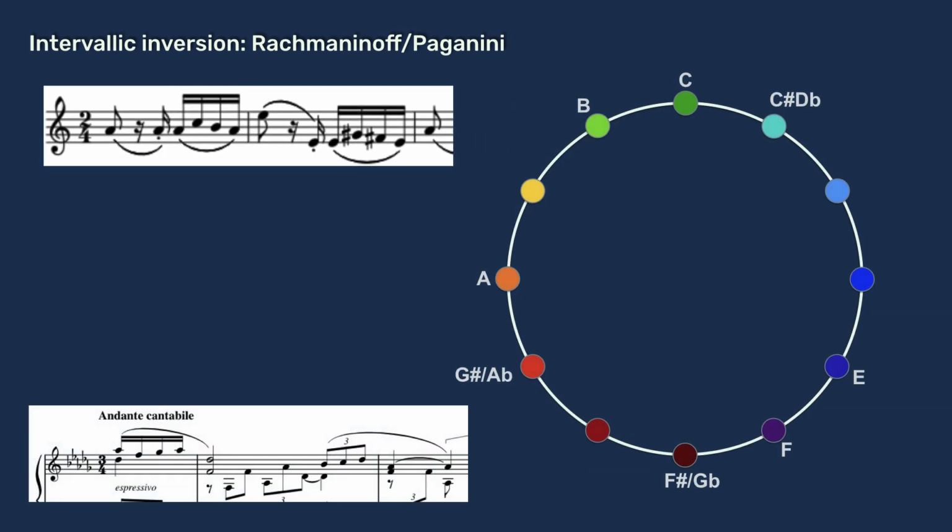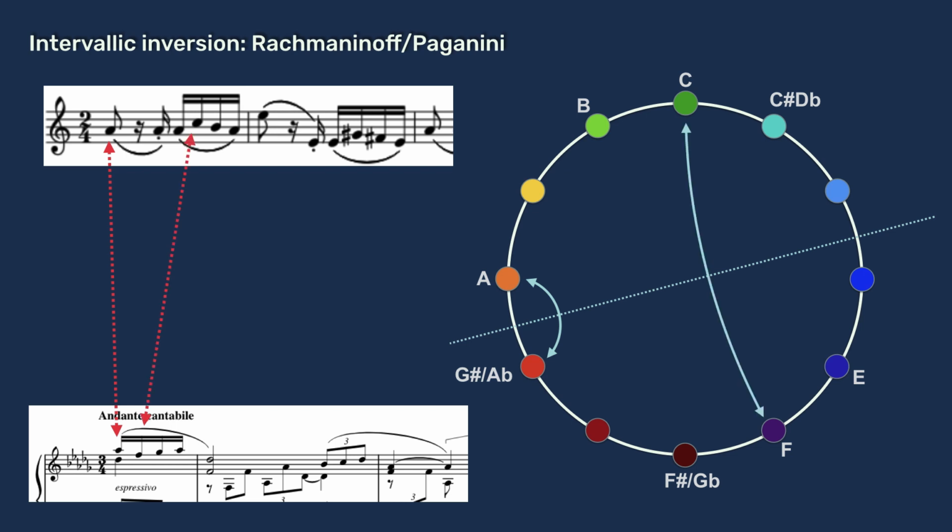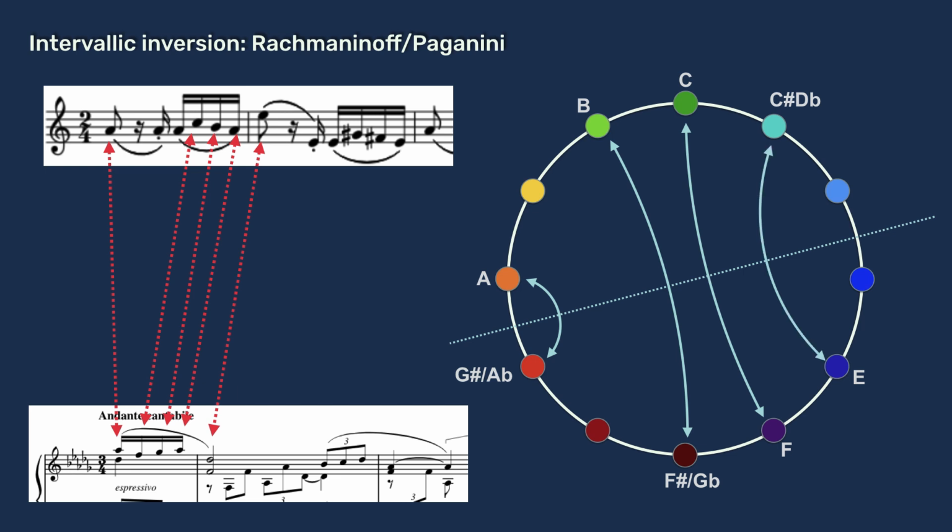Rachmaninoff chose to begin with A flat instead of A as in the original. Therefore, the axis of inversion is between A and A flat. Around this axis, C maps into F, B maps into G flat, A into A flat again, and E into D flat. Now, G sharp and F sharp should map into A and B, but he chooses to break the rule and uses B flat and C. Then he's back with the E and A mapping into the right notes.